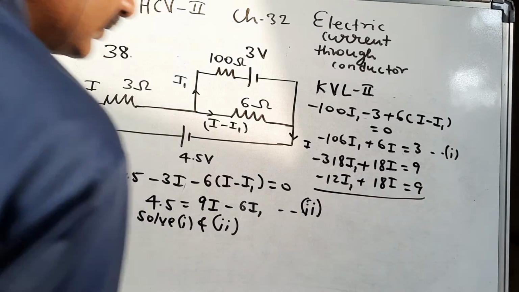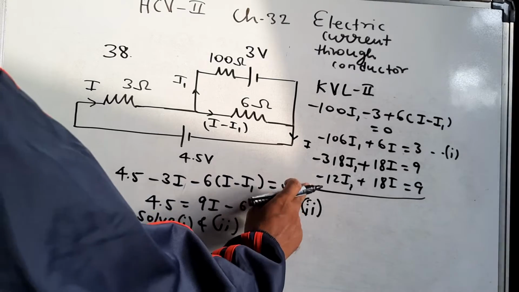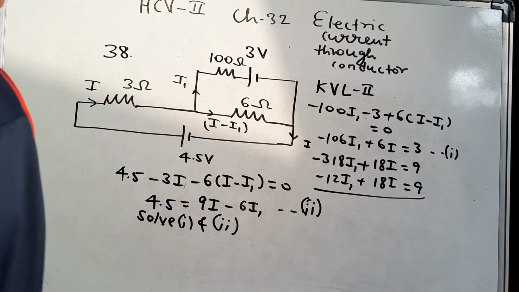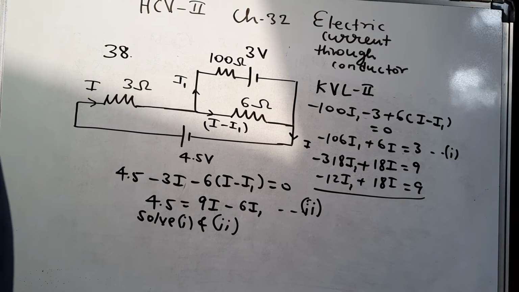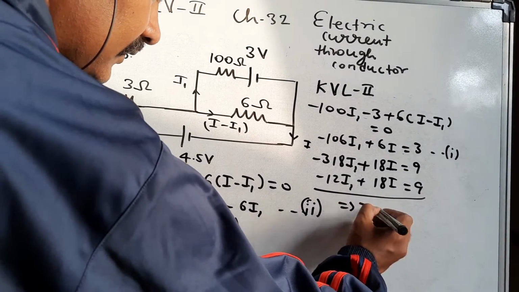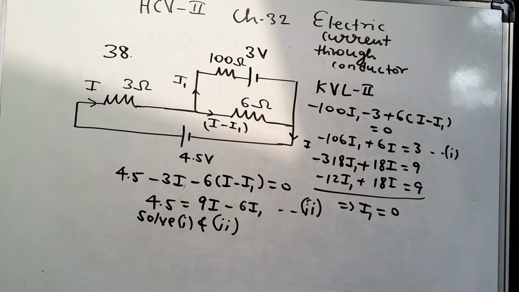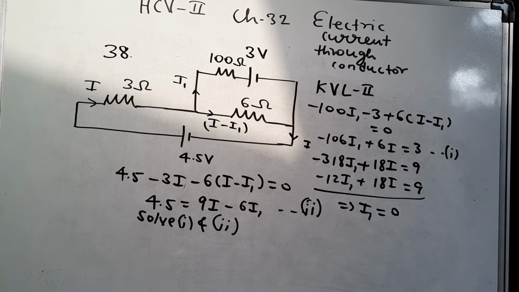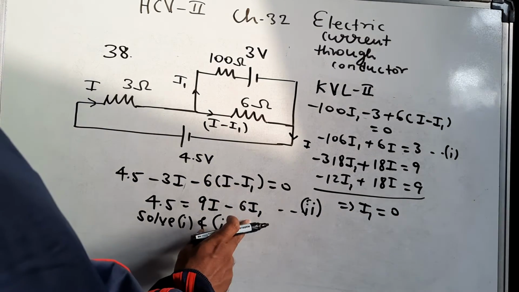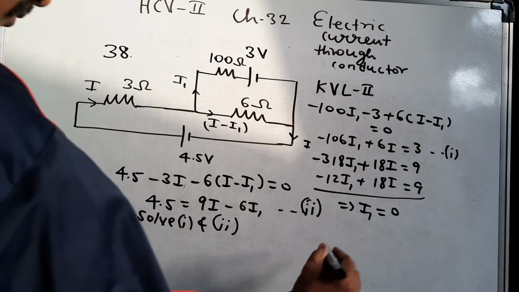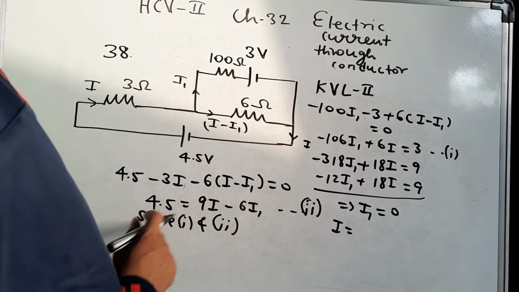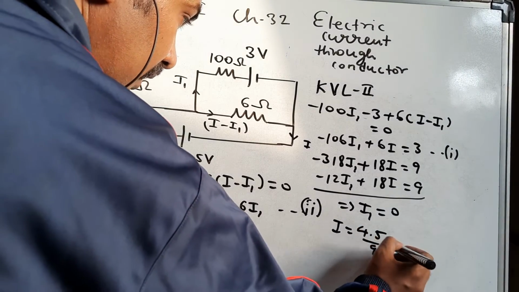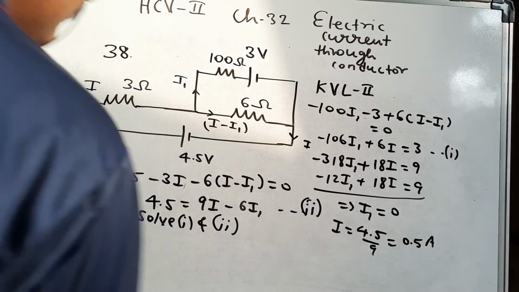Now you can subtract. If you subtract these two, 18 will cancel, 9 will also cancel, and I1 is coming 0. So no current is passing there, and therefore if I put I1 as 0 here, I am getting I is equal to 4.5 upon 9, which is 0.5 ampere. Let's verify this.